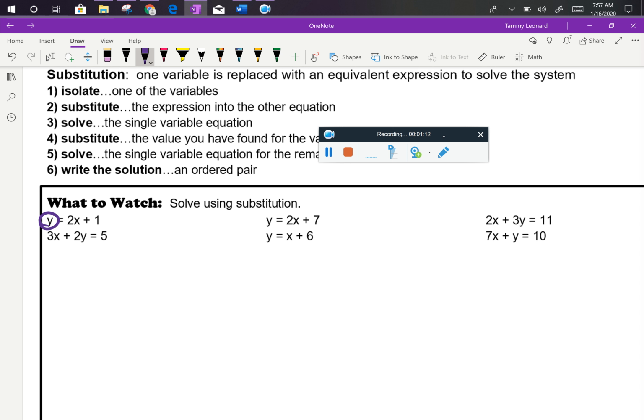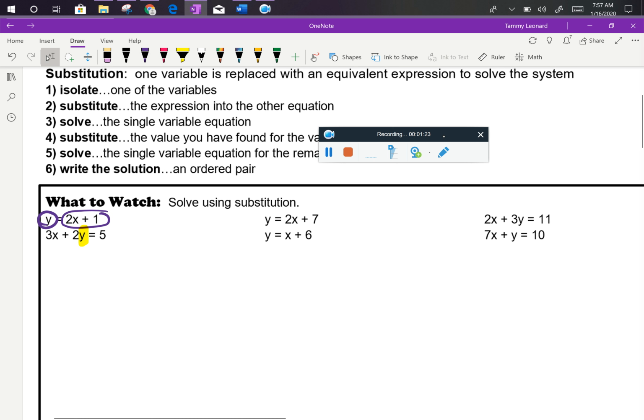So we know that y is equal to 2x plus 1, because that's literally what this equation says. If I now go find the y in the other equation, I can substitute 2x plus 1 for the y in the second equation. So I'm going to start rewriting the second equation, and when the y pops up, I'm going to open a set of parentheses, and I'm going to write the expression that's equal to that variable. So instead of writing y, I'm writing 2x plus 1.